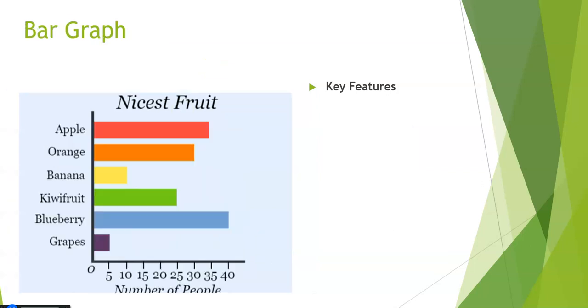Now let's look at a bar graph. As you can see, we have the same data on this graph, but it looks slightly different. Let's look at the key features of a bar graph. First of all, the bars are horizontal this time. So a column graph has vertical bars, a bar graph has horizontal bars. Secondly, once again, the bars have gaps between them. If we look carefully between each bar, we've got a little gap there, and none of the bars are up against each other. That should not happen.